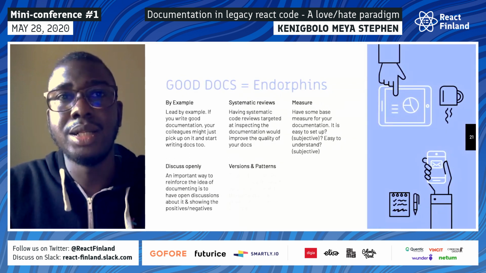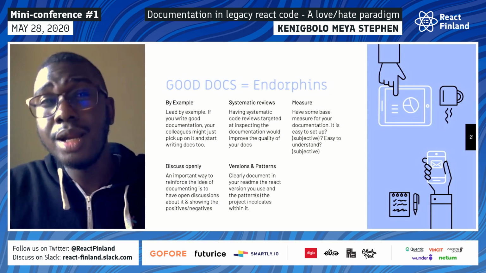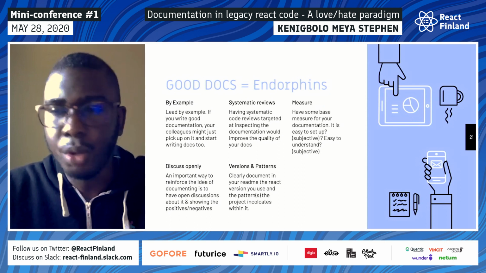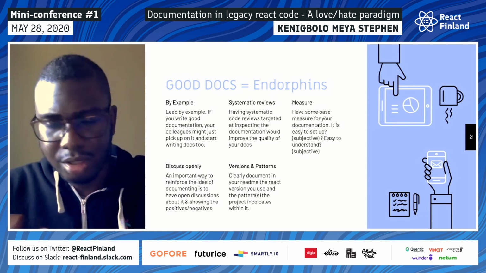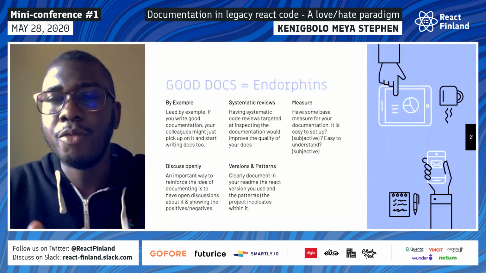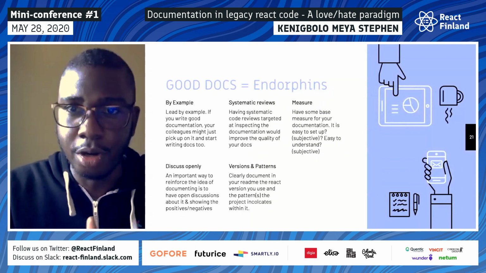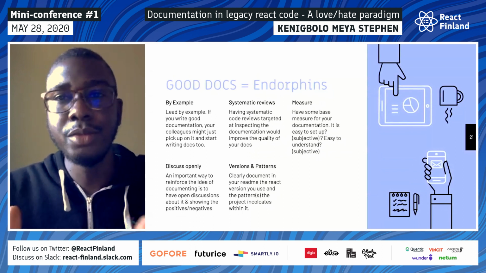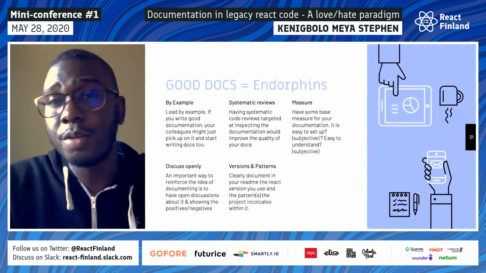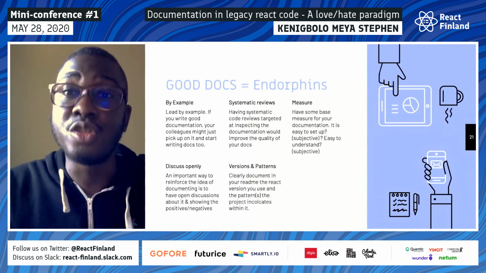Versions and patterns. I'm putting this here because it's also very important. Clearly document in the README section of your project what version you're using. And somewhere in your project, it's important to show or explain why a certain pattern is being used, or what patterns you're using. If you're more functional, you should write it. If you prefer to use the object-oriented paradigm, you should somehow explain this to the end users, the consumers of these docs.